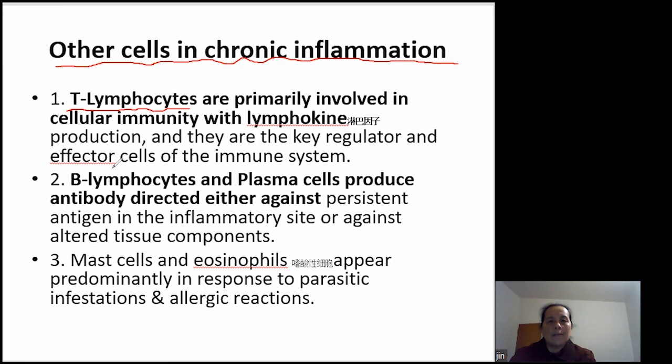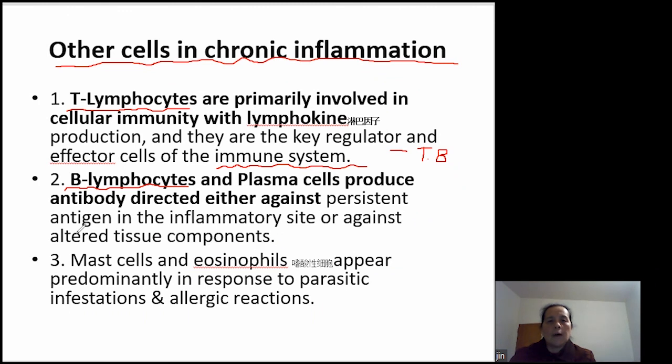So that belongs to our immunity system cells. We have T lymph cells and B lymph cells, which belong to our immunity lymph cells. And the B lymph cells also go to chronic inflammation. So both of them.